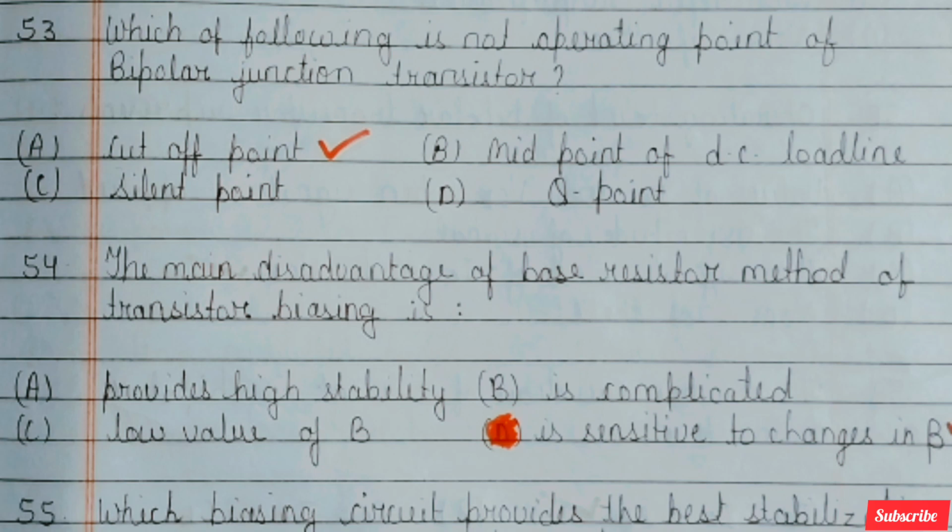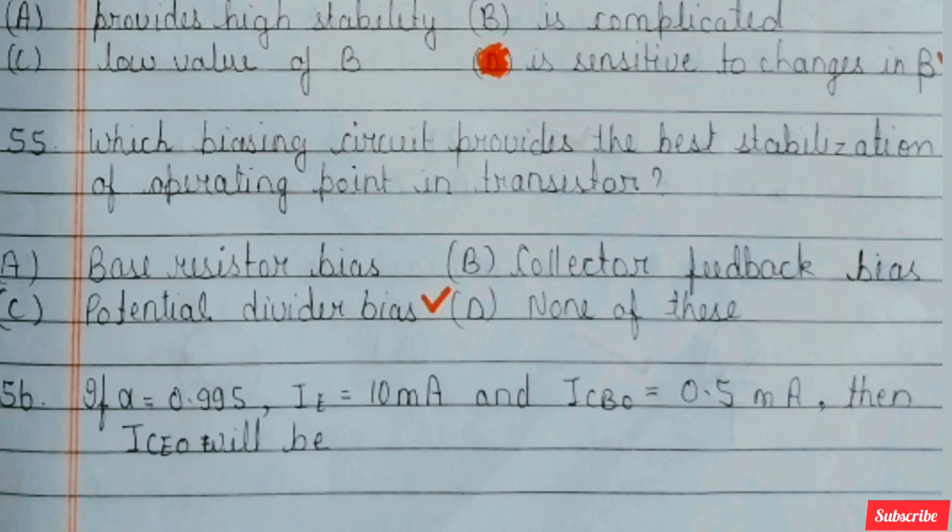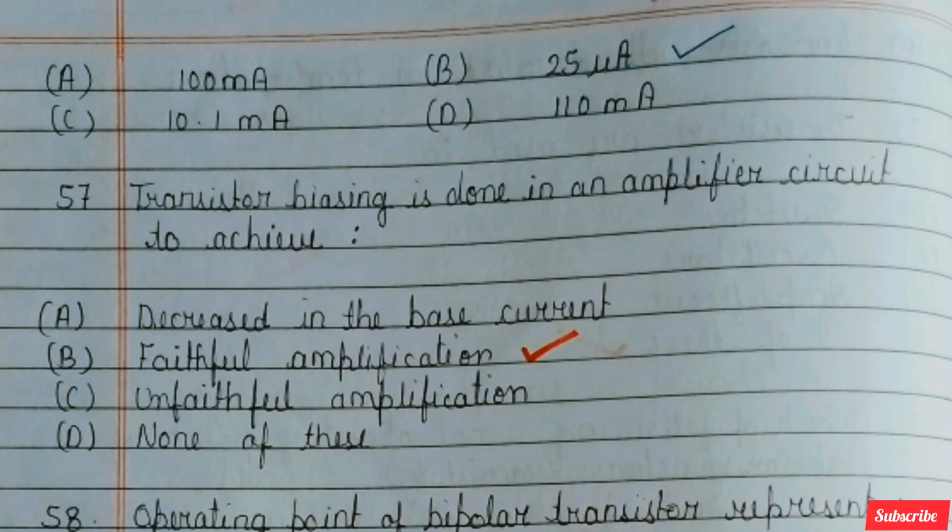Option D is right. Next question, which biasing circuit provides the best stabilization of operating point in transistor? Option C is right. Potential divider bias. In question number 56, if alpha is equal to 0.995, IE is equal to 10 mA and ICBO is equal to 0.5 mA, then ICEO will be. Option B is right. Next question, transistor biasing is done in an amplifier circuit to achieve.